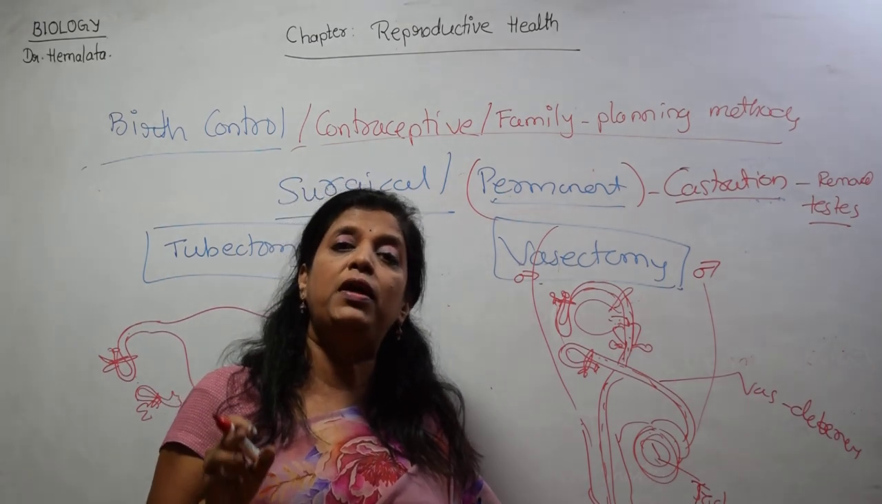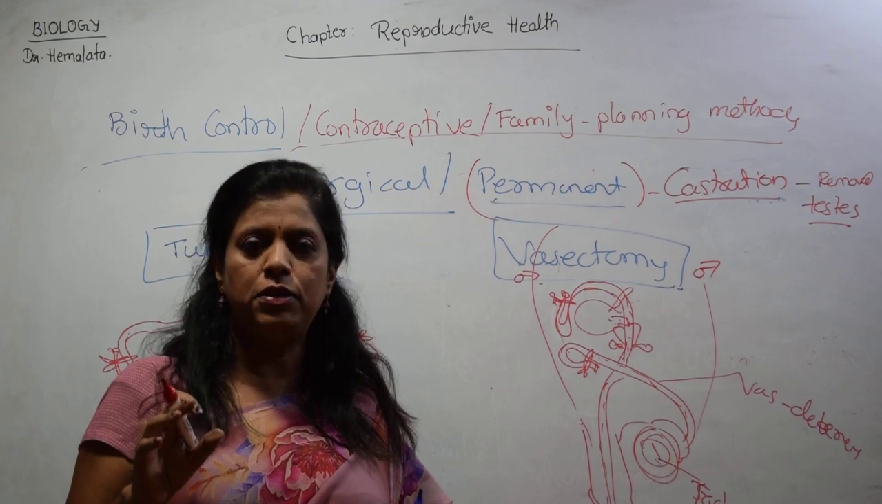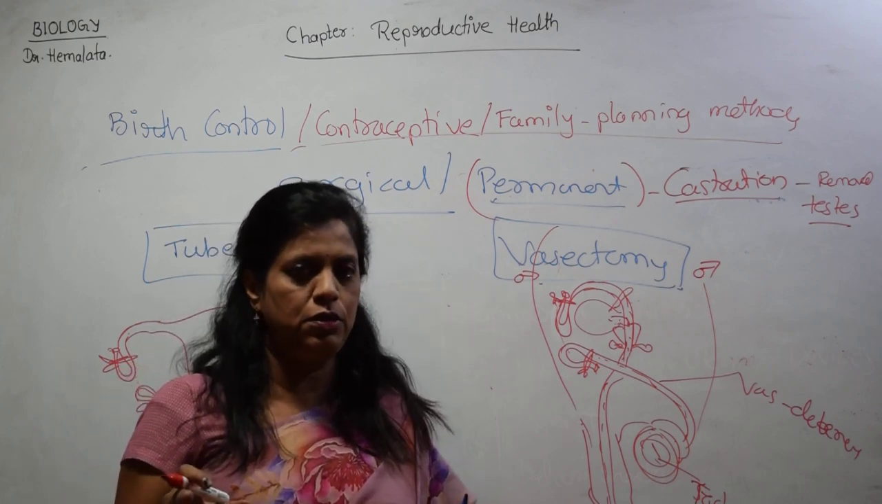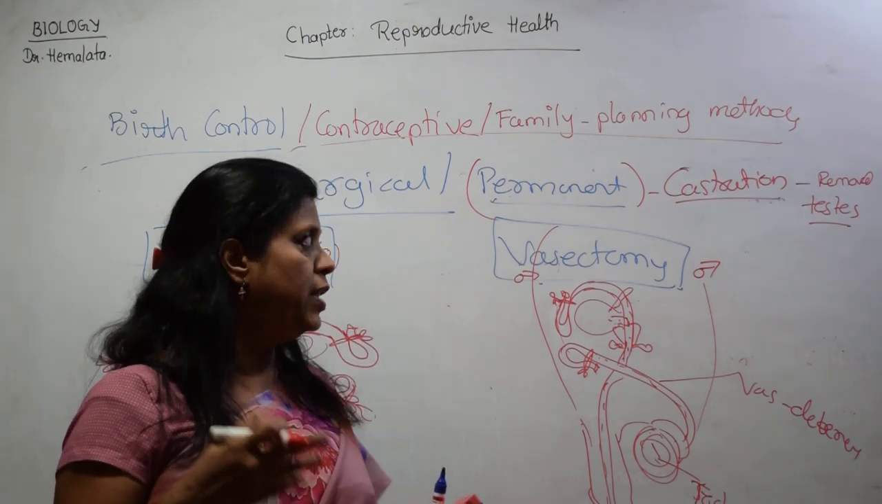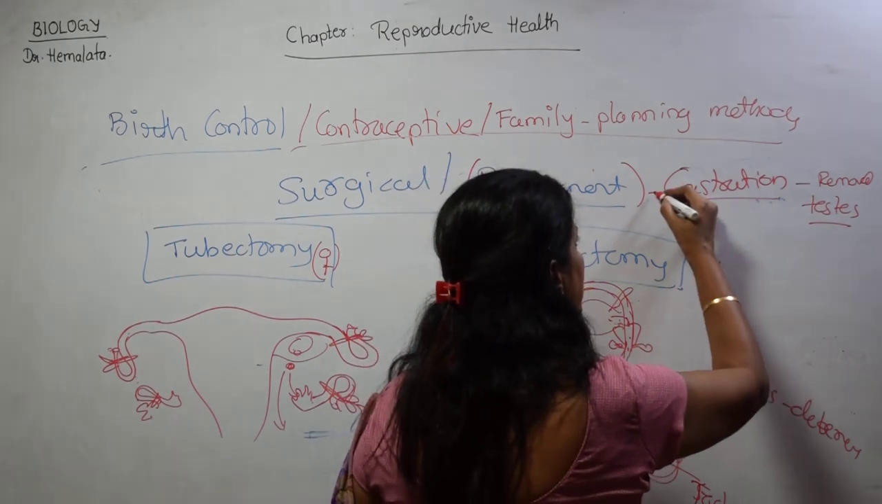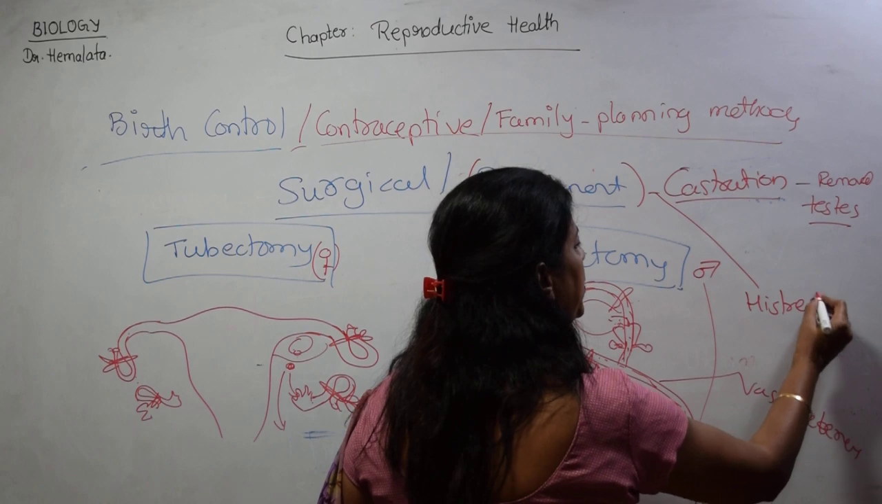Castration, they will do it if the testes are infected or have some other problems or cancerous tumors, then they do castration. Even in Klinefelter syndrome, in those who are bisexuals, castration is done. This is another permanent method. Apart from this, another permanent method is hysterectomy. You would have heard about hysterectomy.